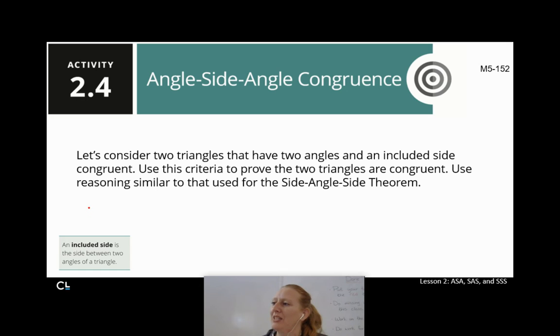Included side, if it's an included side, here I'm just going to draw a triangle here. That means I've got two angles and the included side is the side between those angles. It's a side right in between them. It's not any old side of my triangle. It has to be the side included between them.